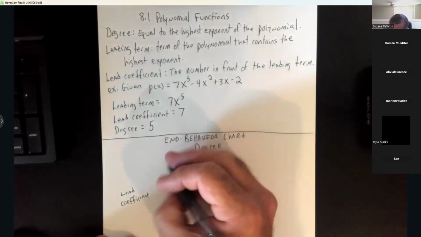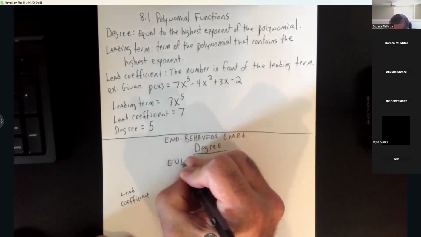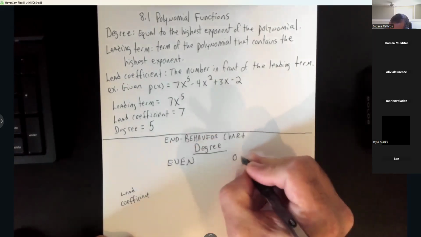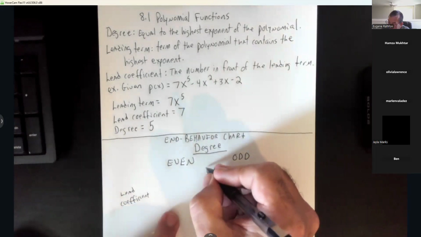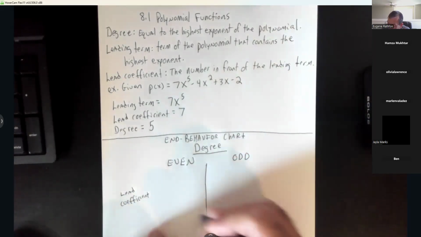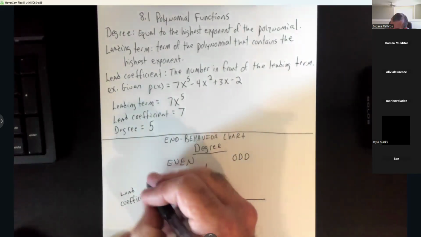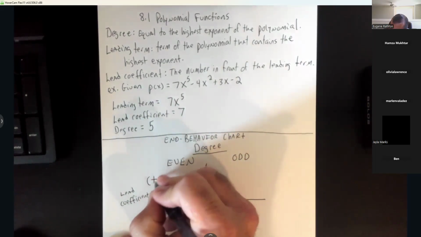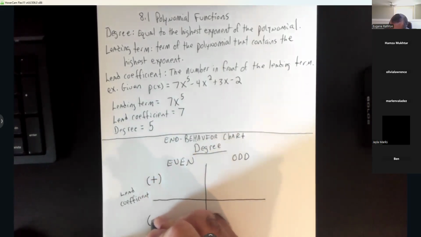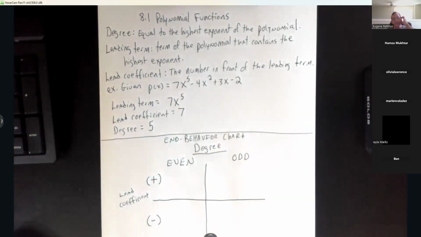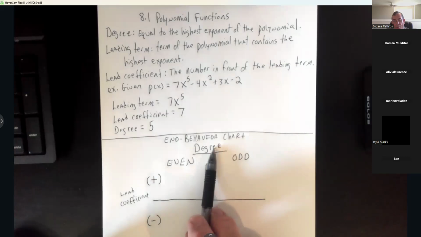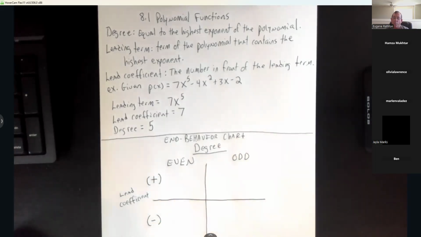So the degree can be even or odd. The lead coefficient can be positive or it could be negative. Based on the degree and the lead coefficient, this chart will show us how we can predict what the graphs will look like in the big picture, okay?